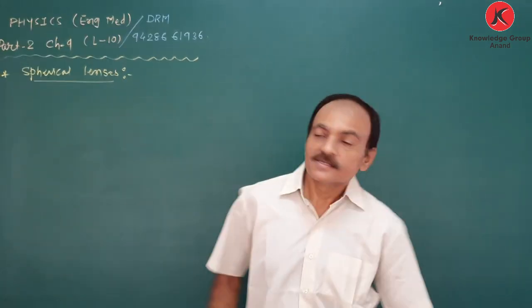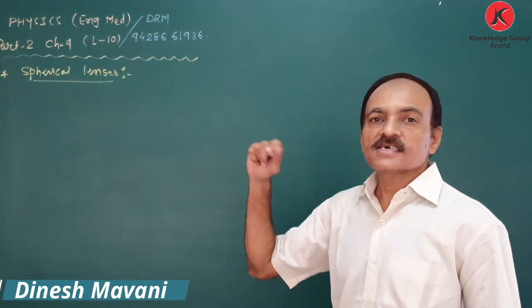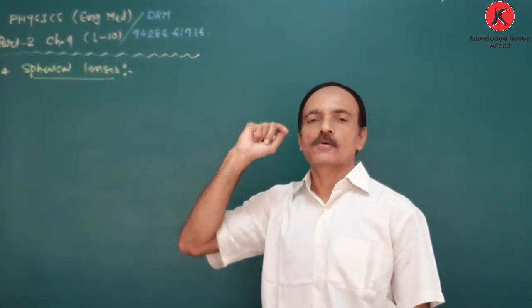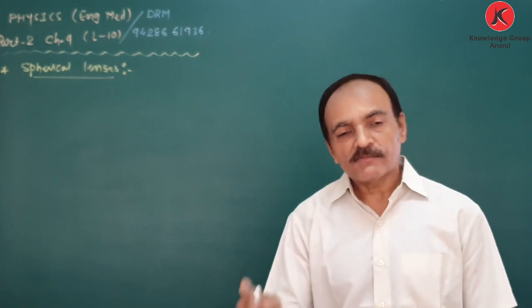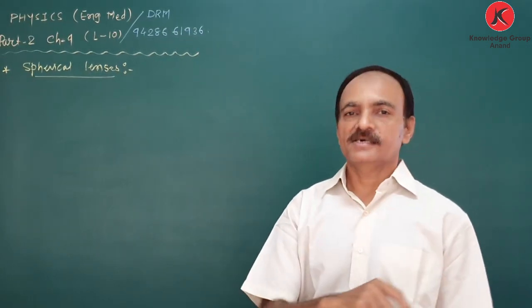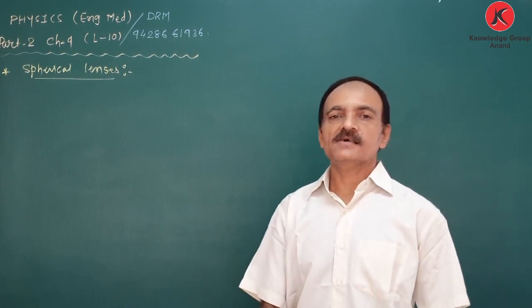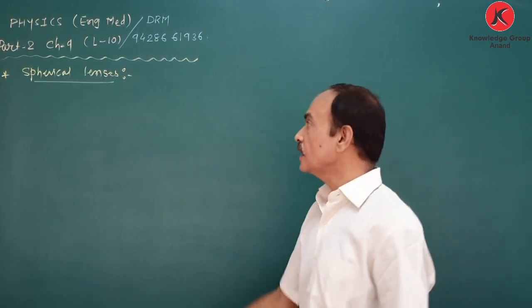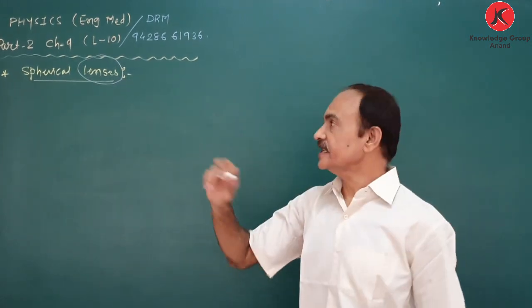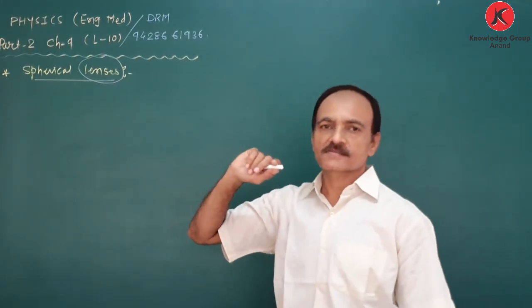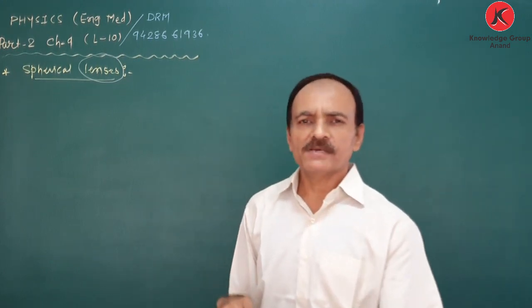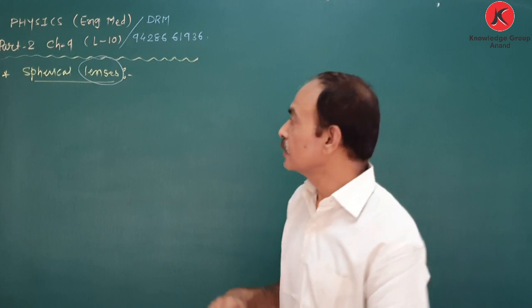Good morning, friends. In the last lecture, we discussed reflection by a spherical surface. Also, in the beginning of this chapter, we discussed the different types of mirrors. In this chapter, we are also going to learn about lenses and what refraction takes place through lenses.